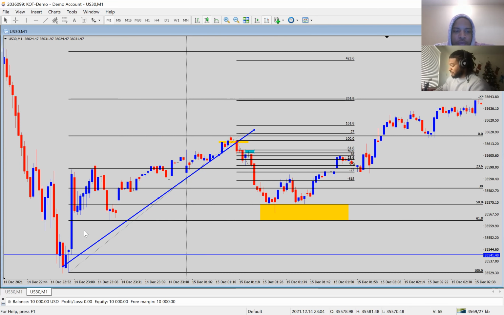We know that we got bull, right? Breaking all this structure, these lower lows. And another thing, we always talk about looking at lower highs and lower lows. Forget all that. Look at lower lows and higher highs. That's what's going to change the game. Lower lows and higher highs.